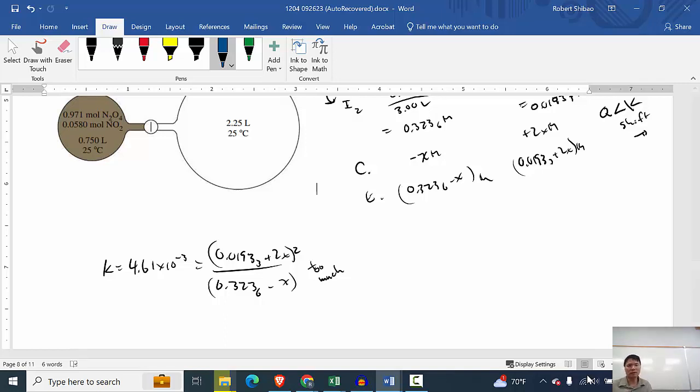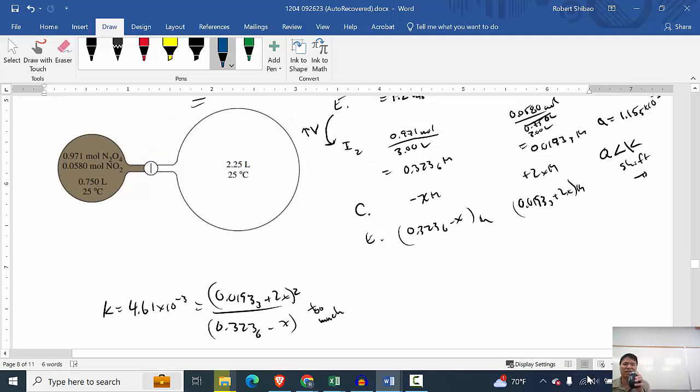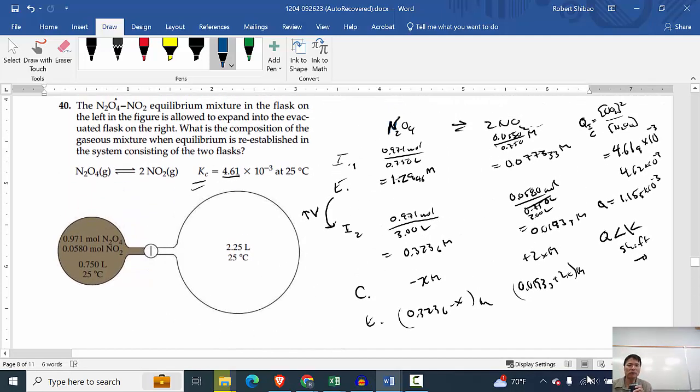But there's another trick that you can use. What is the other trick that you can use? Reset. And so this one is favored reactant or favored product?